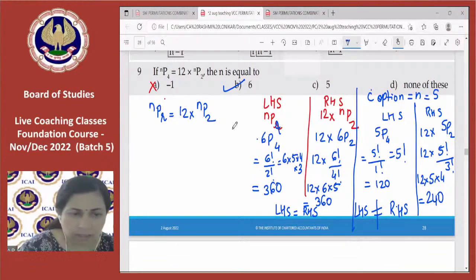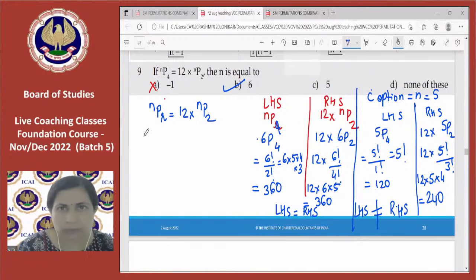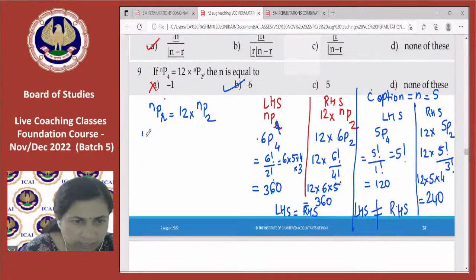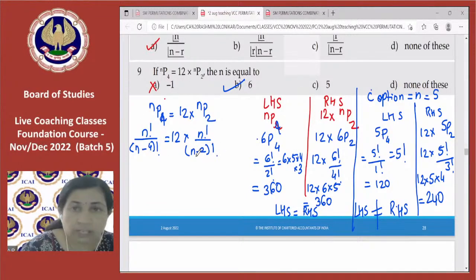There is another method, this is the quick way of doing it. Here I have already eliminated option A, so I have 2 options on which I need to work. I can also do this by writing this as n factorial upon n minus 4 factorial. Sorry, not r, n minus 4. So this is equal to 12 into n factorial upon n minus 2 factorial. Now n minus 2 is a bigger number, n minus 4 is a smaller number.